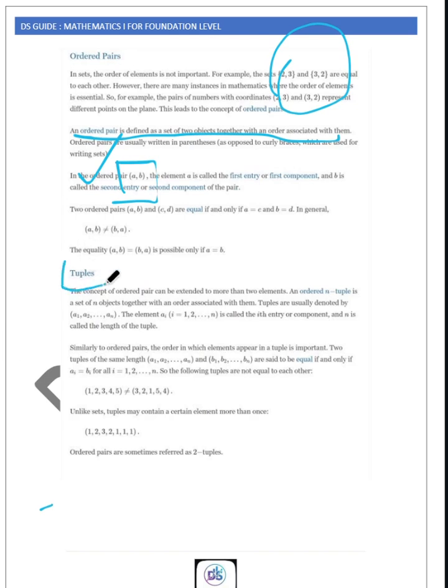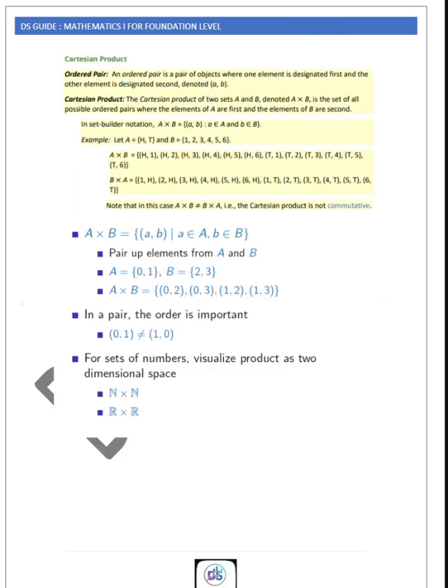Now, what do you mean by tuple? This concept of ordered pair is extended further and we get tuple. This is not important now, I'm not going to discuss it. I am focusing only on the topics which are important for your examination.